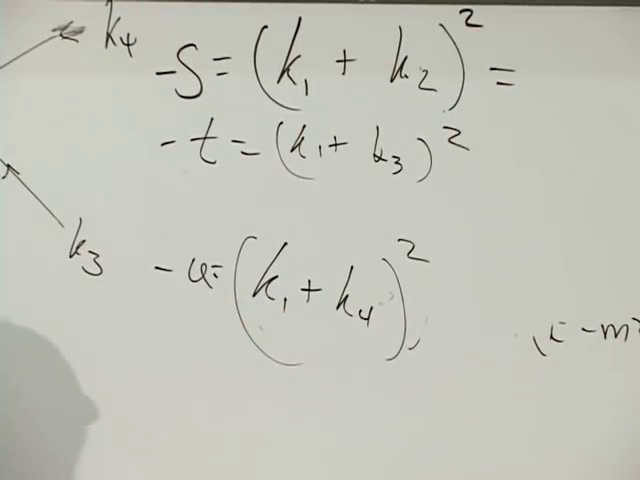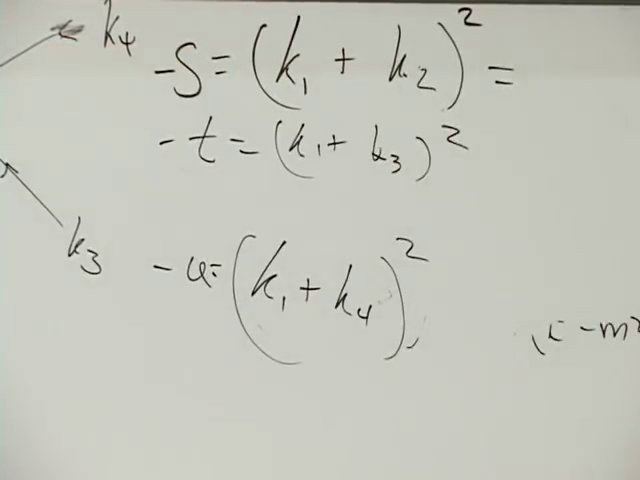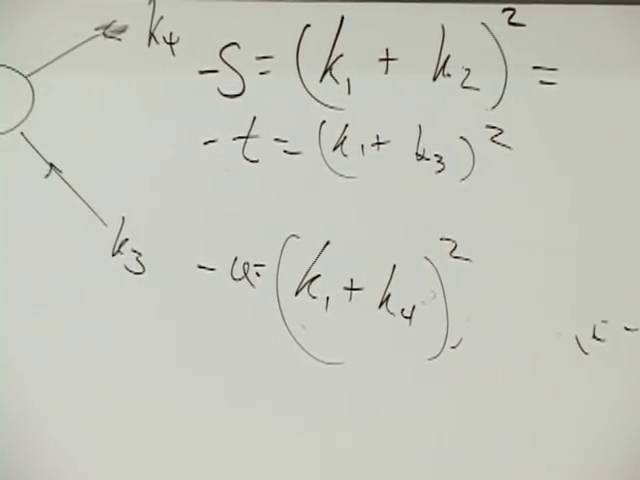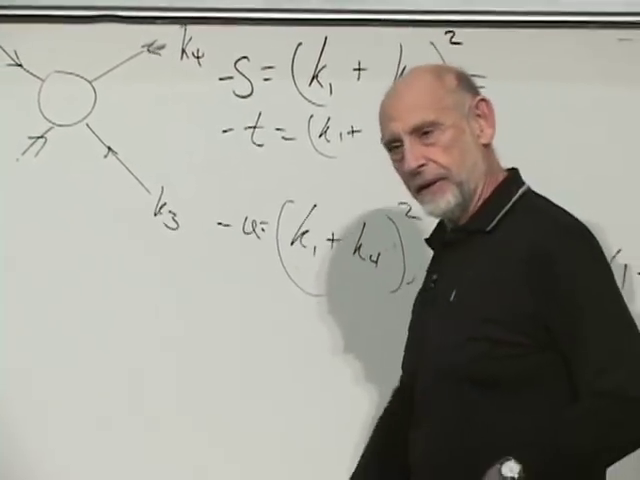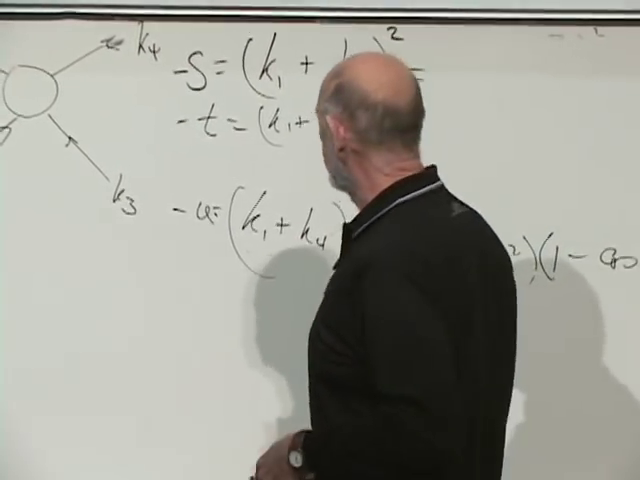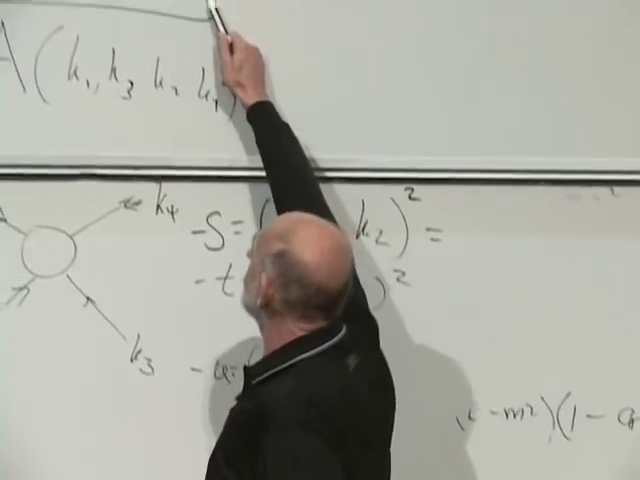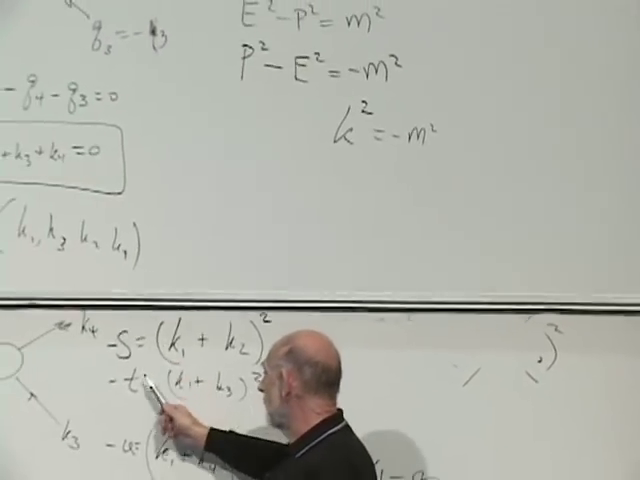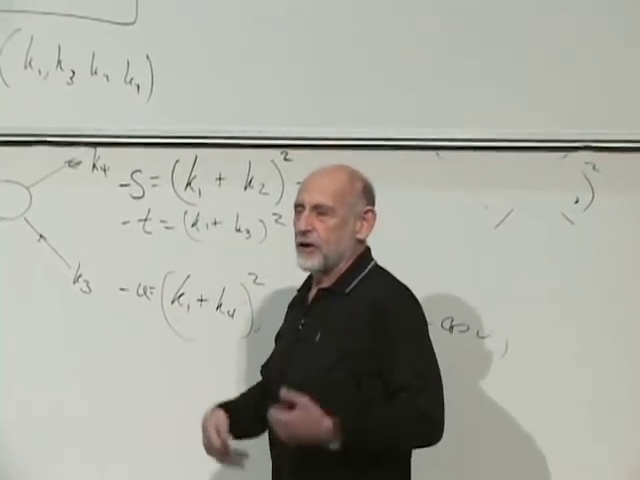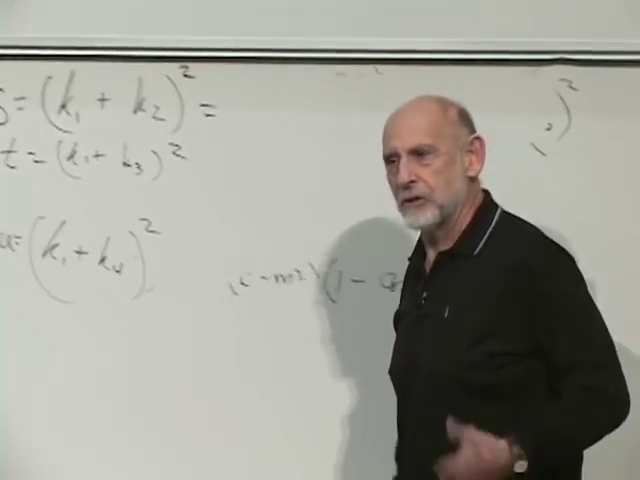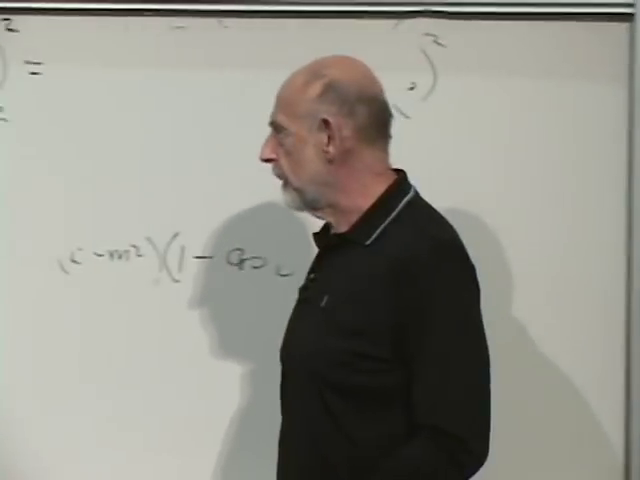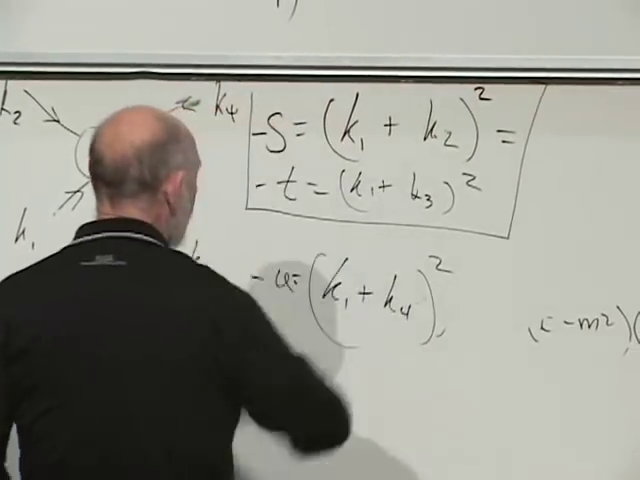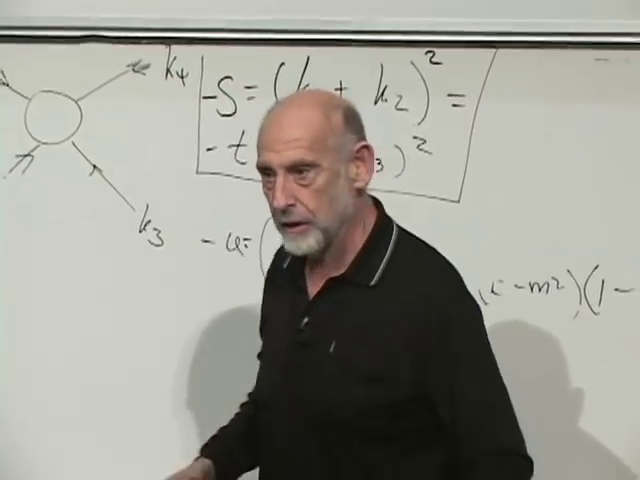But what's going on here? There are only two quantities that the scattering depends on, energy and angle of scattering. Well, we seem to have three independent things. The answer is there are not three independent things. If you use momentum conservation and the fact that each k squared is m squared, you'll find that s plus t plus u is equal to minus 4m squared or something like that. There's a constraint among them. There are not three independent ones, only two. These are the two interesting quantities. The third one is dependent on the other two.